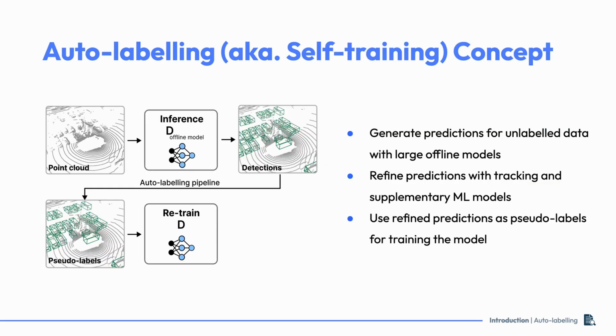So one way of addressing this cost is to use something called auto labeling. Another way of calling it is self-training. The idea behind this is to generate predictions for unlabeled data with large offline models. Then you can refine these predictions with tracking and supplementary machine learning models. Once you have these refined predictions, you can use them as pseudo-labels for training on your own unlabeled data that you collect.